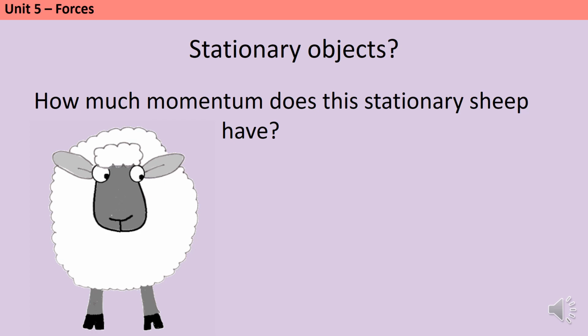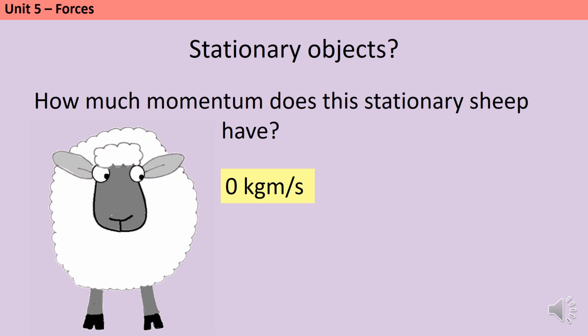Sometimes, particularly at the very start of a question about momentum, you'll be asked how much momentum a stationary object has. So here's a stationary object, it's a sheep. How much momentum does it have? Well, without doing a calculation, I can tell you it will have 0 kilogram meters per second of momentum, because stationary objects don't have any momentum. Remember, momentum is the tendency of a moving object to keep moving in the same direction.